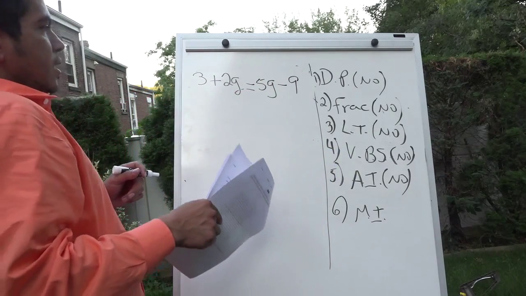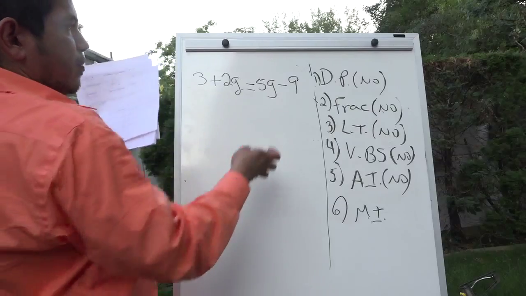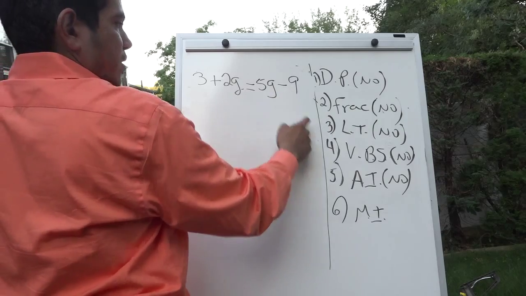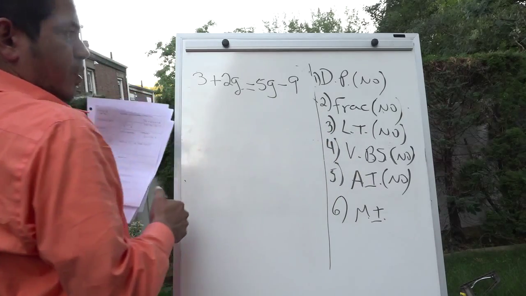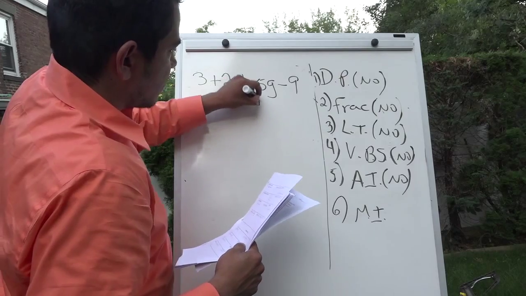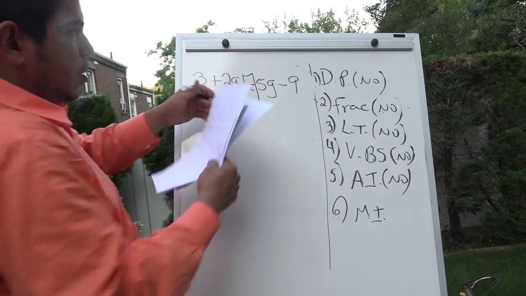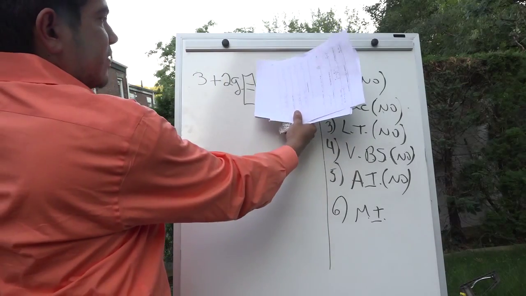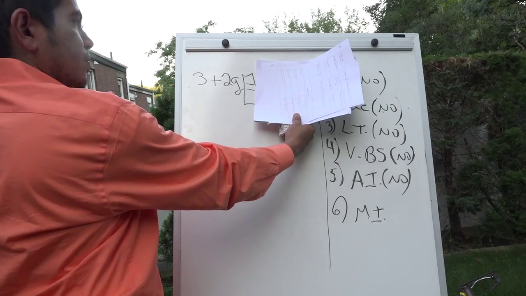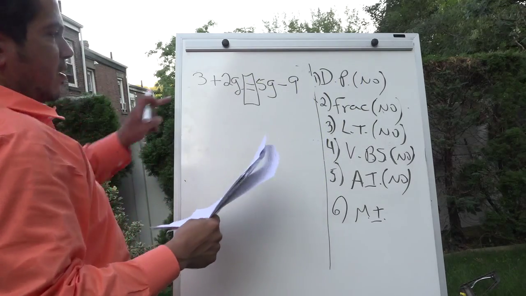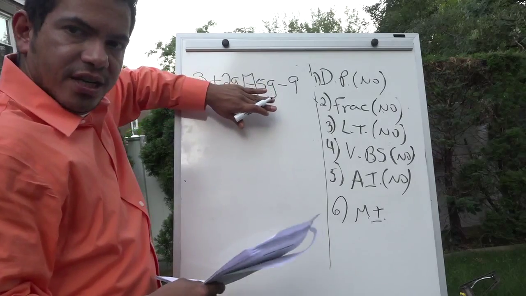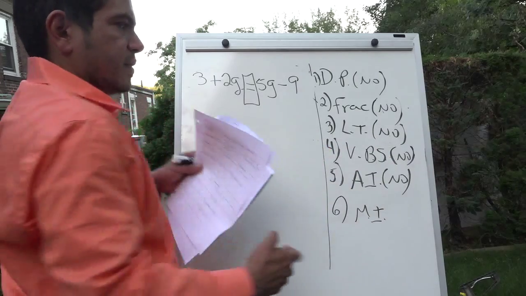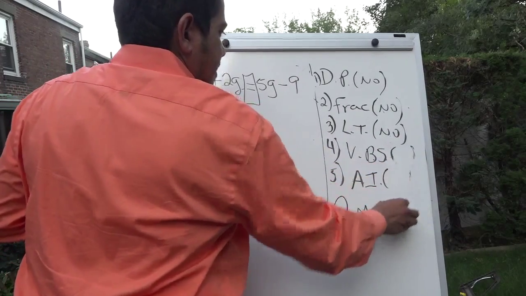Okay. So, I ask myself, do I have distributive property? And the answer is no. Do I have fractions? The answer is no. Do I have like terms on the same side of the equation? This equal sign is what divides the two sides. So, look on the right hand side. Do I have like terms? No. Look on the left hand side. Do I have like terms? No. Okay. But Becker, you have 2g and 5g. I understand that, but they're on different sides. That's why there is the next rule. Do I have variables on both sides? And the answer in this case is yes.